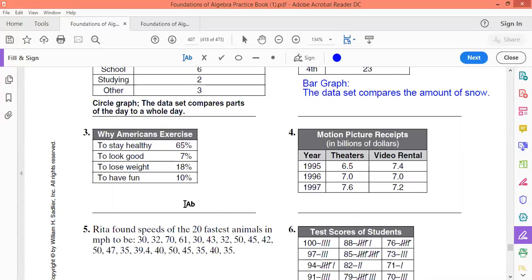Next one, here we have given a percentage. Why Americans exercise? To stay healthy, 65%, to look good, 7%, to lose weight, 18%, and to have fun, 10%. So what do you think? What type of graph will we use? A box and whisker? No, the percentage, as I showed you before, circle. Yes, circle graph.